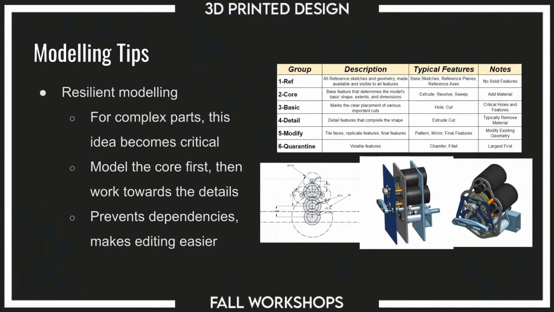Next, you want to model the core features, things you actually care about, like how you want the part to function. At this stage, the plates are just rectangles with holes. They're very simple, but they can still be put in an assembly to verify it works.